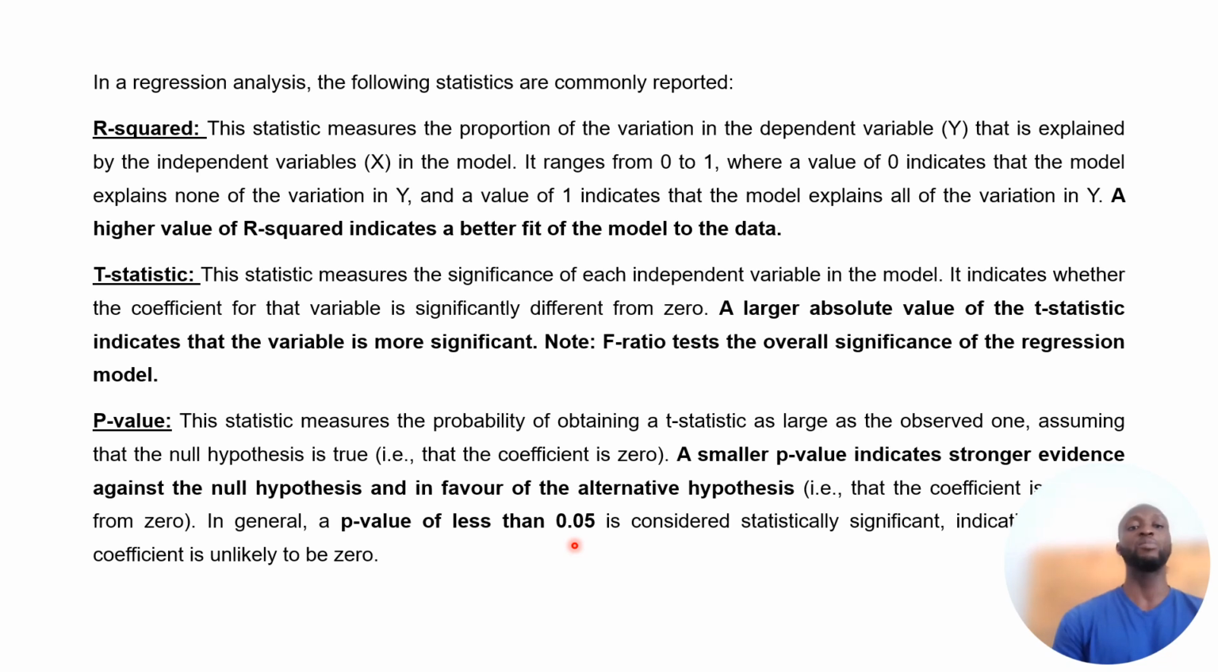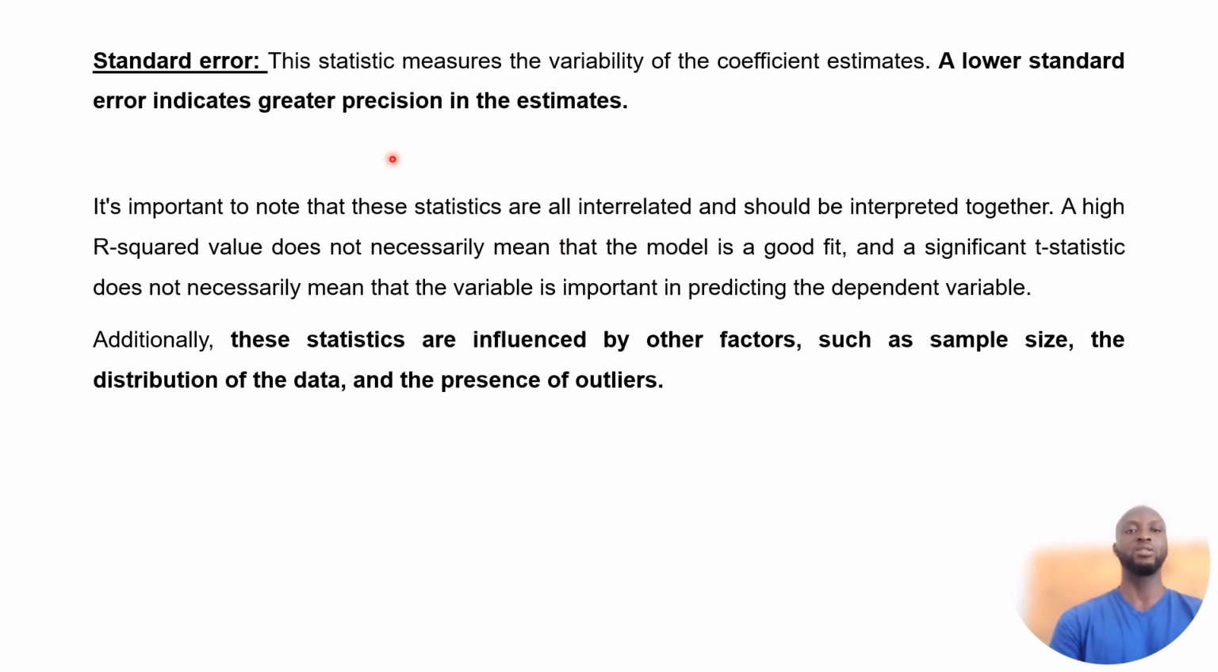That's for t-statistics, but if it's for the regression model itself, you report the F ratio. If you see that the p-value of the F ratio is less than 0.05, then you report that the regression model itself, the whole model itself, is significant.